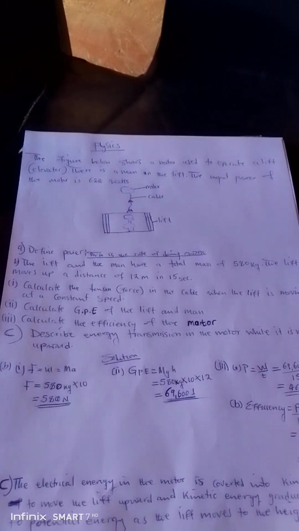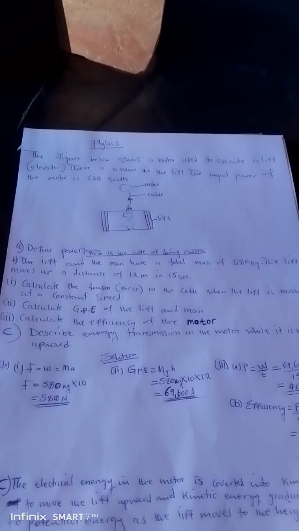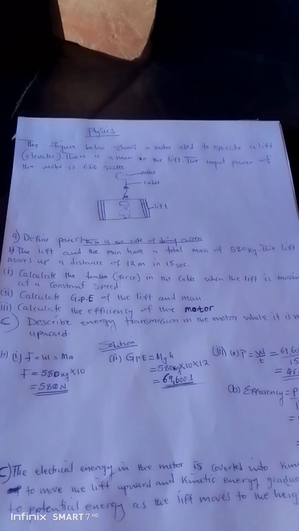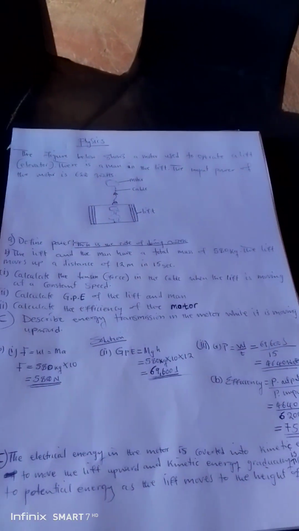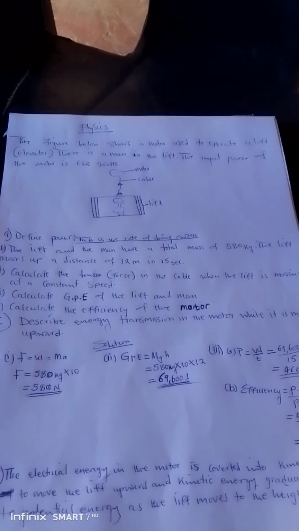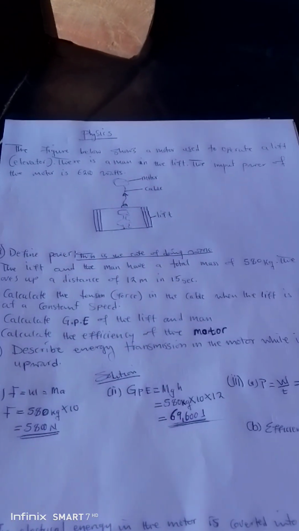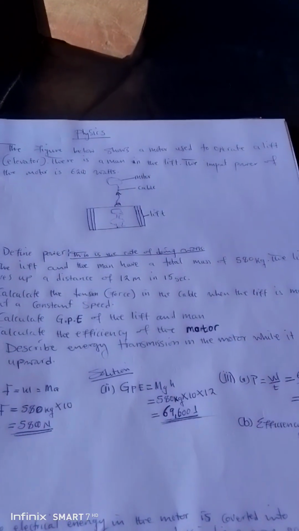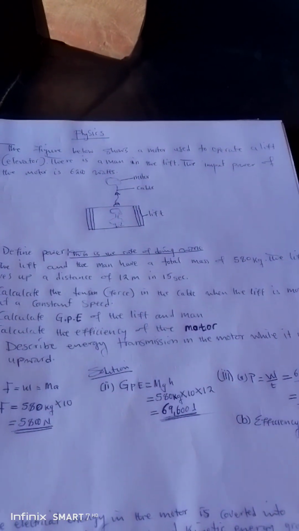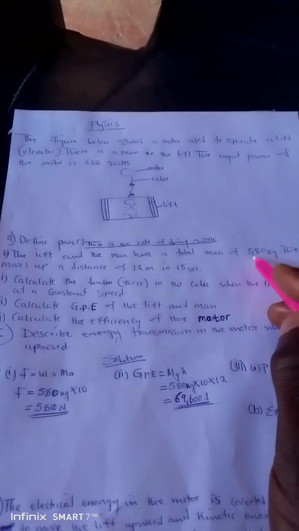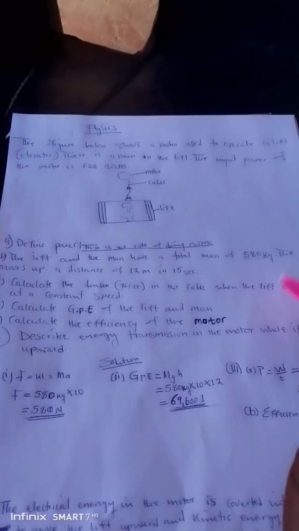The lift moves up a distance of 12 meters in 15 seconds. The first question is calculate the tension force in the cable when the lift is moving at a constant speed. So in short here, we want to calculate force, and we know very well to say force is a pull or push, and is calculated as mass times acceleration. But if you look at this question, we are only given the mass, which is 580 kg, and we are not given the acceleration.